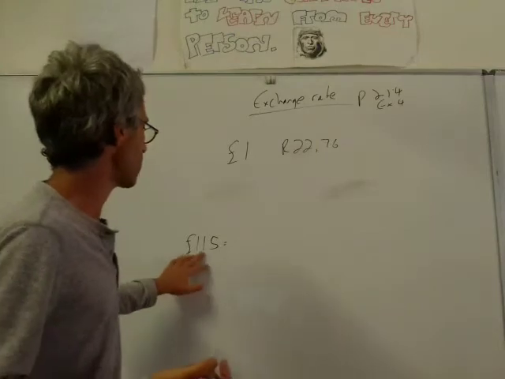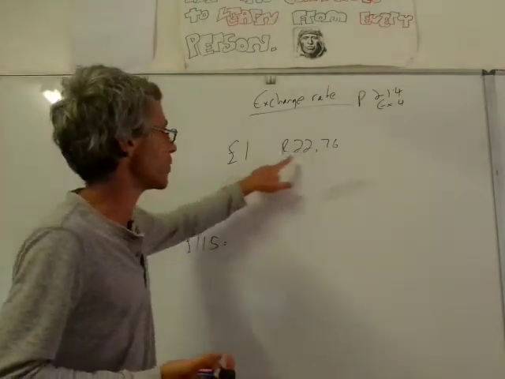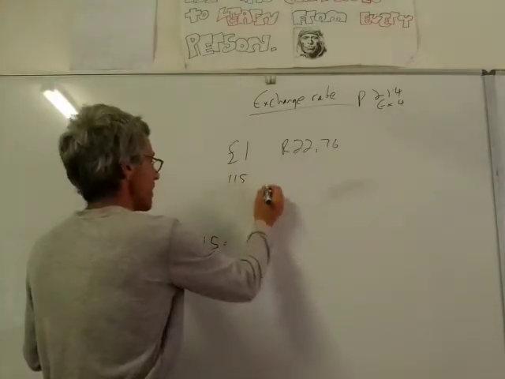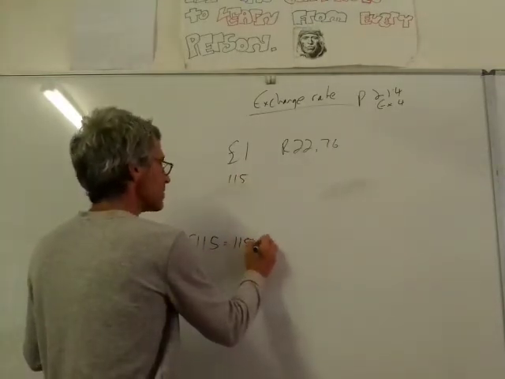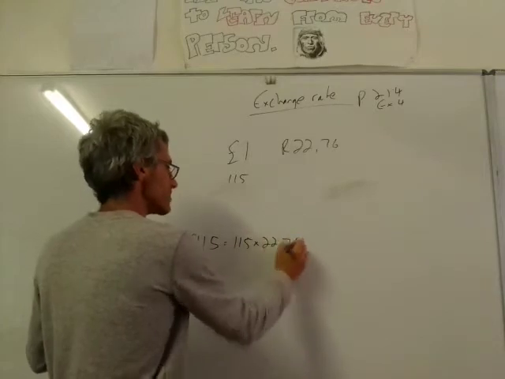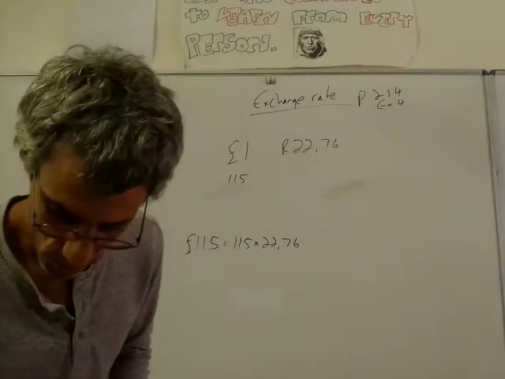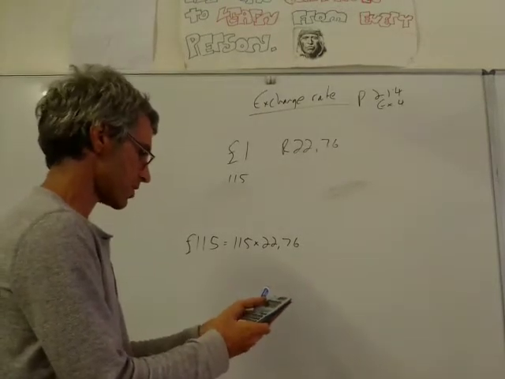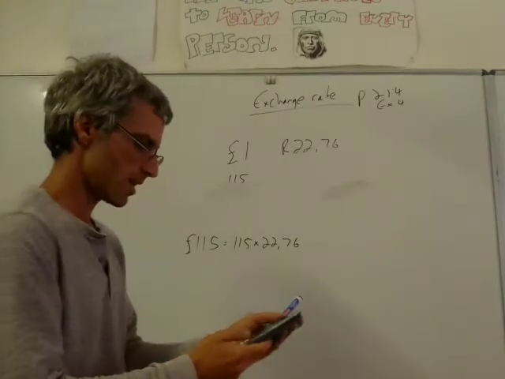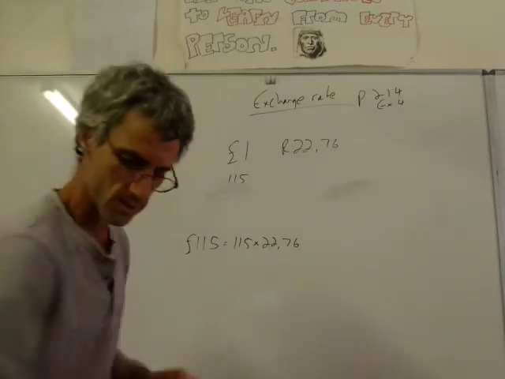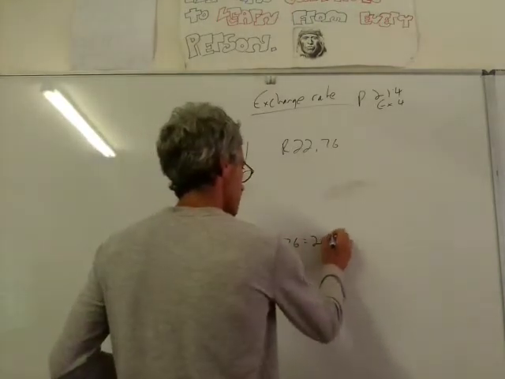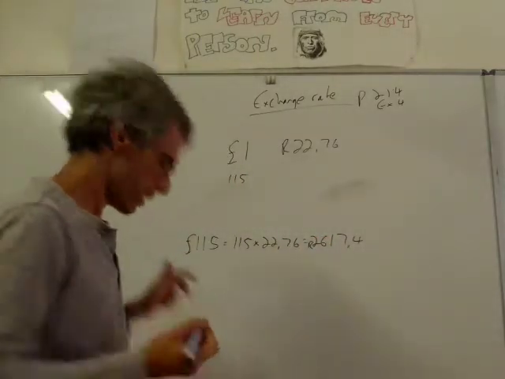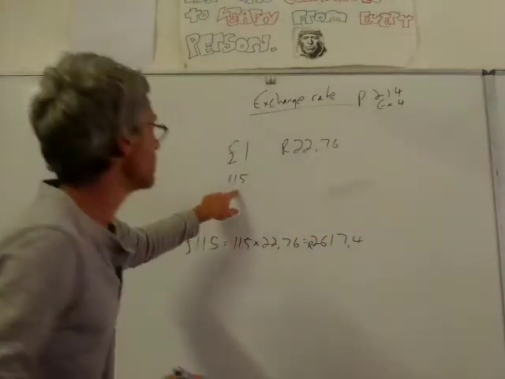That's quite easy. If 1 pound is 22 something rand, then for 115 pounds I need to just times it by 22,76. So I'm going to write 115 times 22,76, and I get 2,617.4 rand.